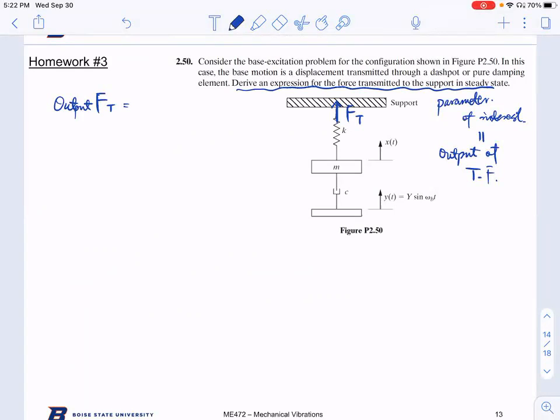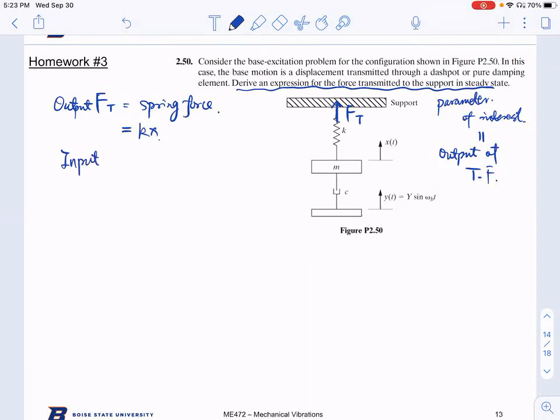There is only one component connected to the support, which is the spring. So your Ft equals the spring force, right? So what is the spring force? Shouldn't that just be Kx? Yep, Kx, exactly. It's just Kx because nothing else is over there. And what is your input?